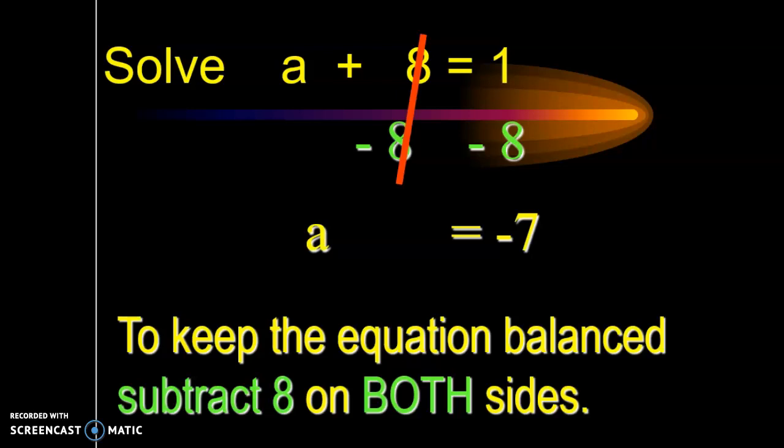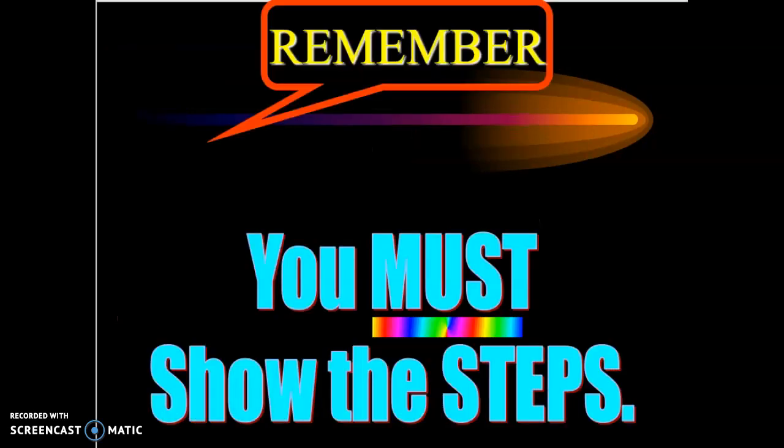Notice the positive 8 and the negative 8 cancel each other out. That gives me 0. So 0 plus a is just a. And then on the right-hand side, I do the math. What is 1 minus 8? Well, that's negative 7. So again, remember then, by undoing what is on the left, I then solve to get my answer on the right. Remember, you must show your steps as we go through and do these problems.